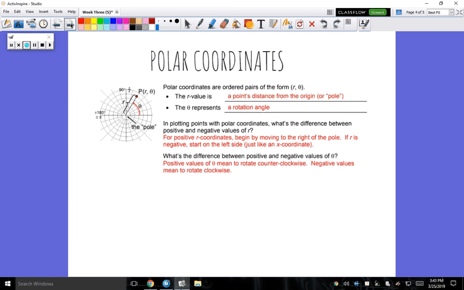Polar coordinates. The r value, otherwise the radius, is a point's distance from the origin, otherwise the North Pole.